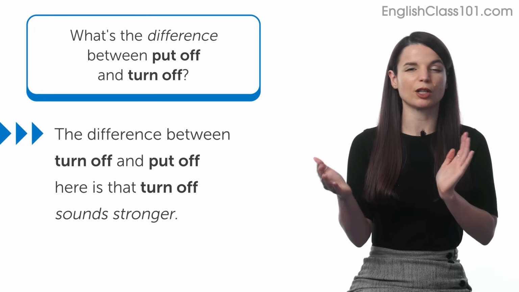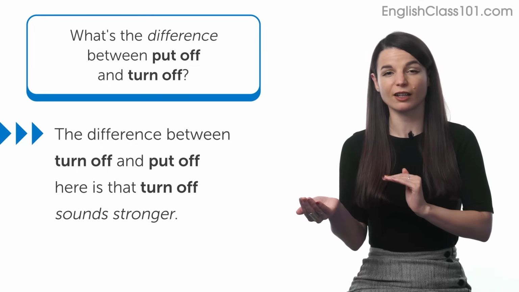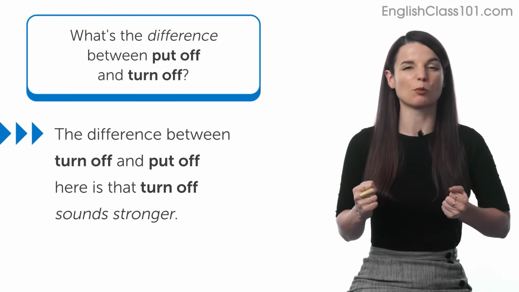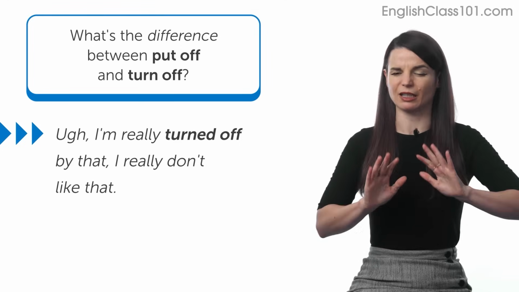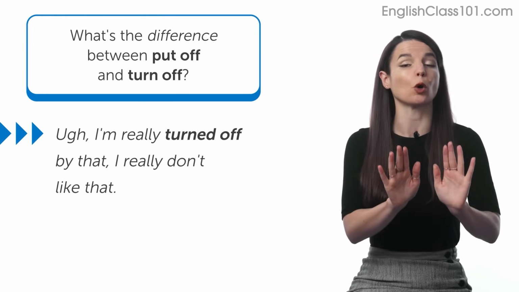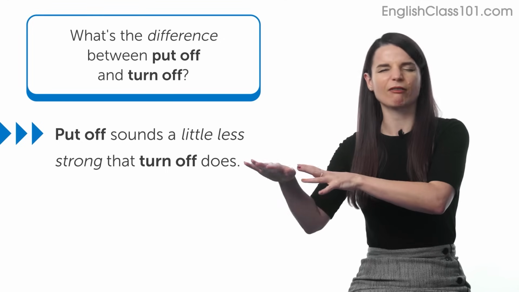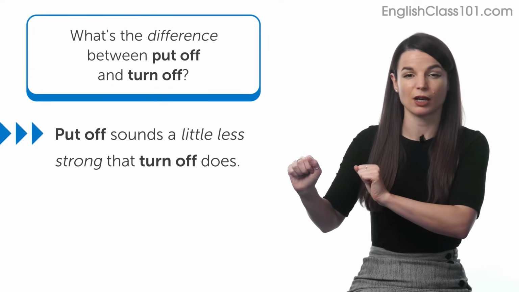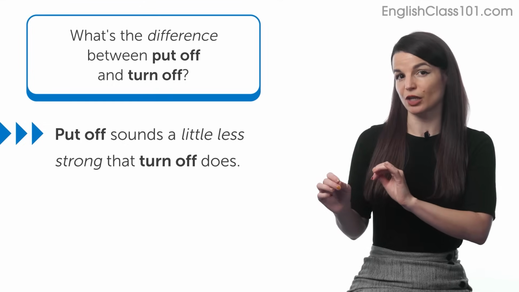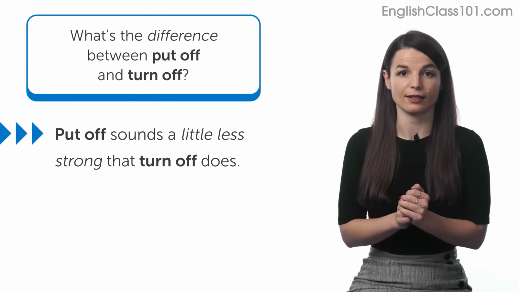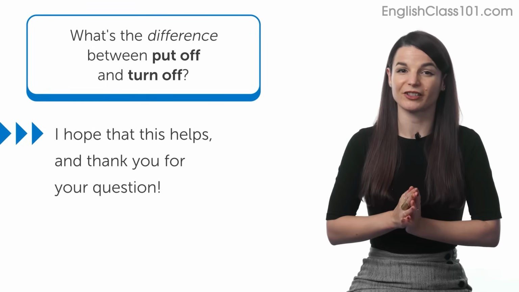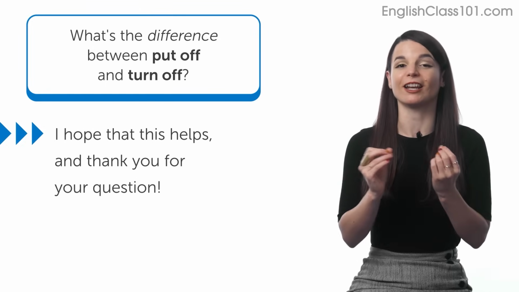So the difference between turn off and put off here is that turn off tends to sound a little more extreme or a little more strong, like, I'm really turned off by that. I really don't like that. Whereas put off sort of means like, I'm not feeling as great as I was before. So it's a little bit less extreme than turn off in these cases. So I hope that this helps you understand the differences between put off and turn off.